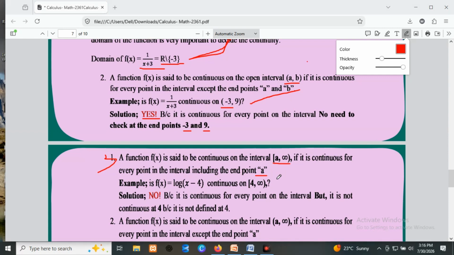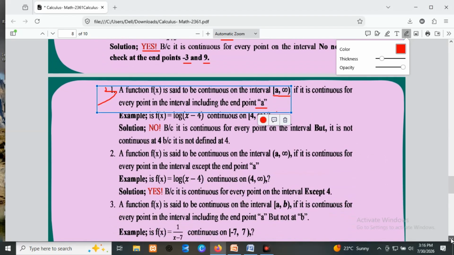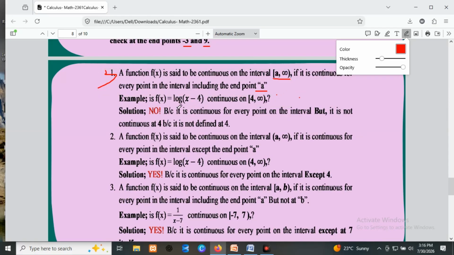So let's see this example. It gives the function f of x equals log of x minus 4, and asks whether it is continuous on the closed interval from 4 up to infinity, unbounded above. Starting from the ground, 4, and going up to the sky.